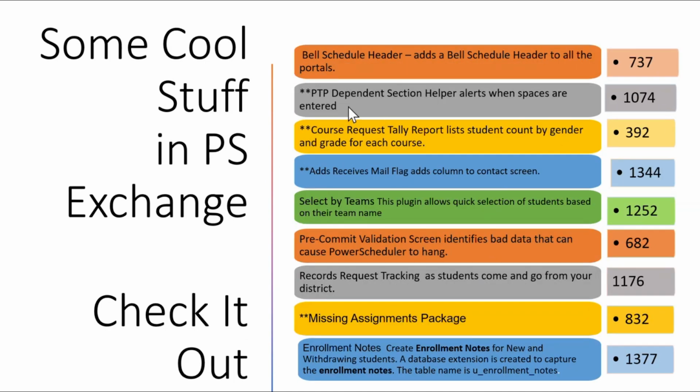Dependent section is another one Linda found. It will alert you when, you know how when you put your dependent sections, you're putting the section, the comma, the next one, it will pop up if you've put a space in there. So it just helps you. Course request tally report. I think that's one that our schedulers really like. There's a missing assignments package. You could check that out. Enrollment notes.